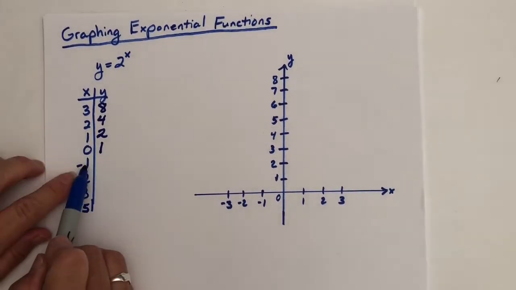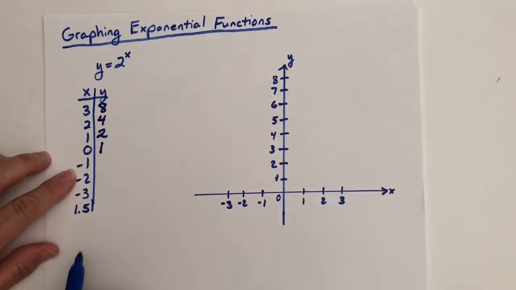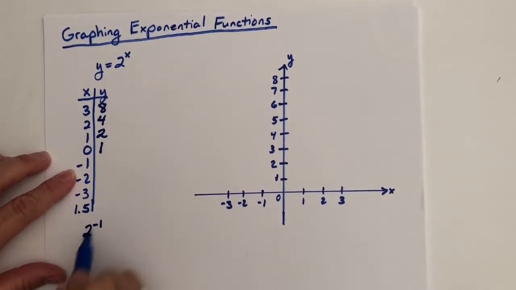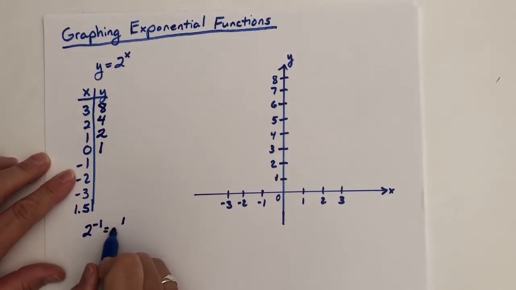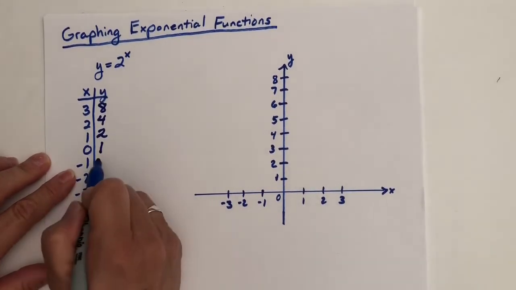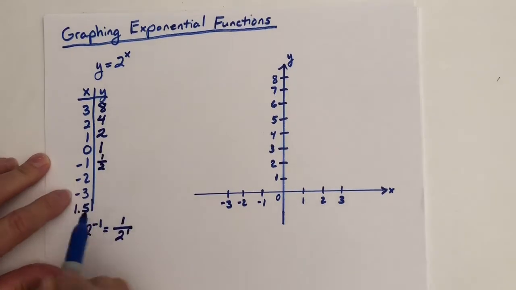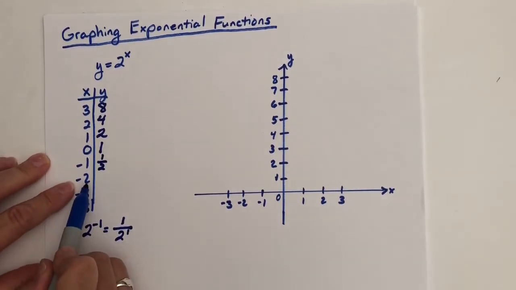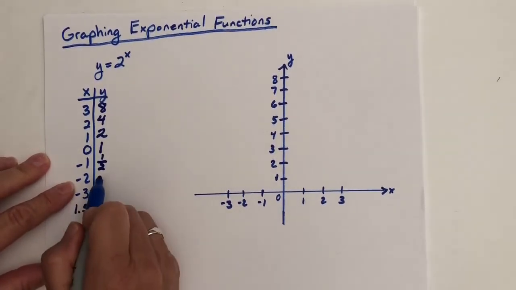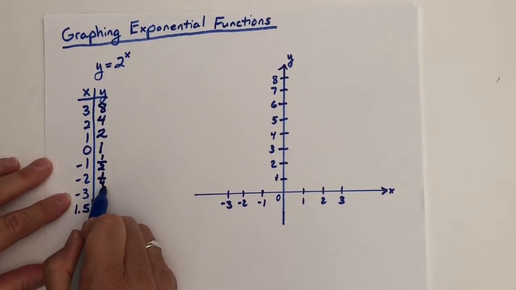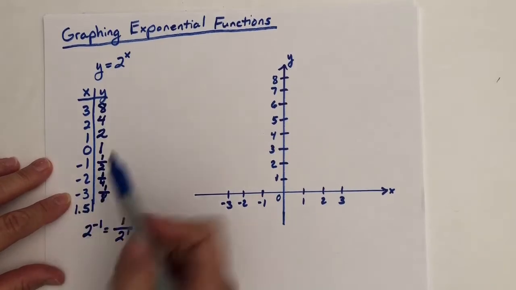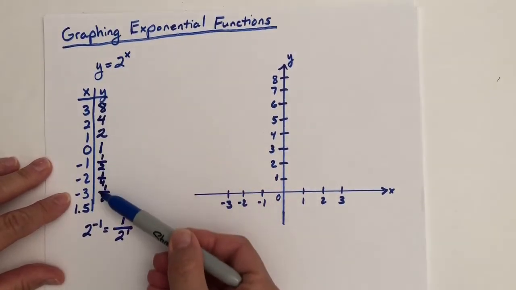Let's put in negative 1. We have 2 to the negative 1. Let me remind you what that looks like. 2 to the negative 1 means we have 1 over, remember negative exponents, 1 over 2 to the first power, which is just 1/2. Similarly, when we substitute in negative 2, we would get 1/4. And we substitute in negative 3, we have 1/8. So notice again our powers of 2 along this column.